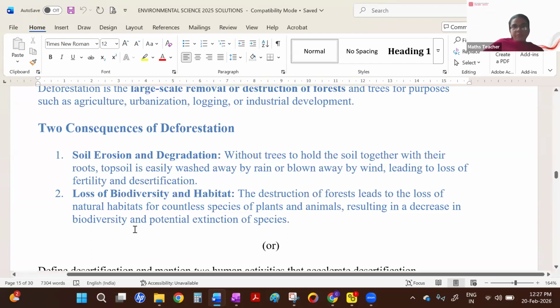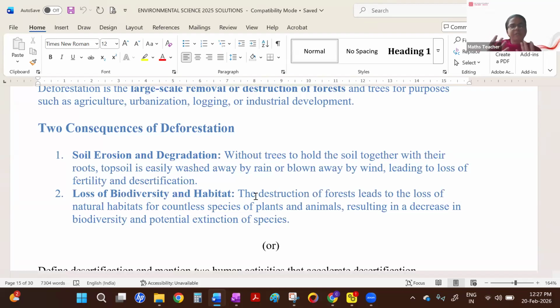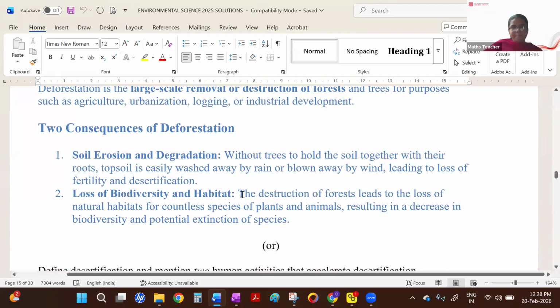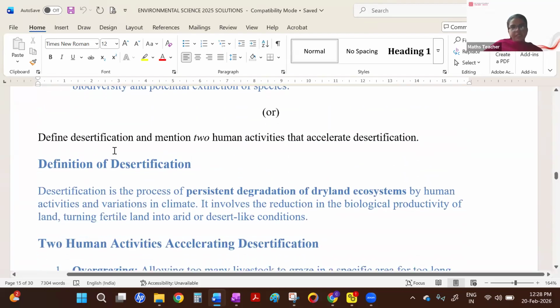And then loss of biodiversity and habitat. When you're clearing away forests, the organisms, the plants, and also the animals, insects, birds, everything, will have to find a new place, right? Sometimes they'll be able to move to another place, but some organisms won't be able to get a new place, and then they will die. So it leads to permanent loss of biodiversity. And the next question: define desertification and mention two human activities that accelerate desertification.